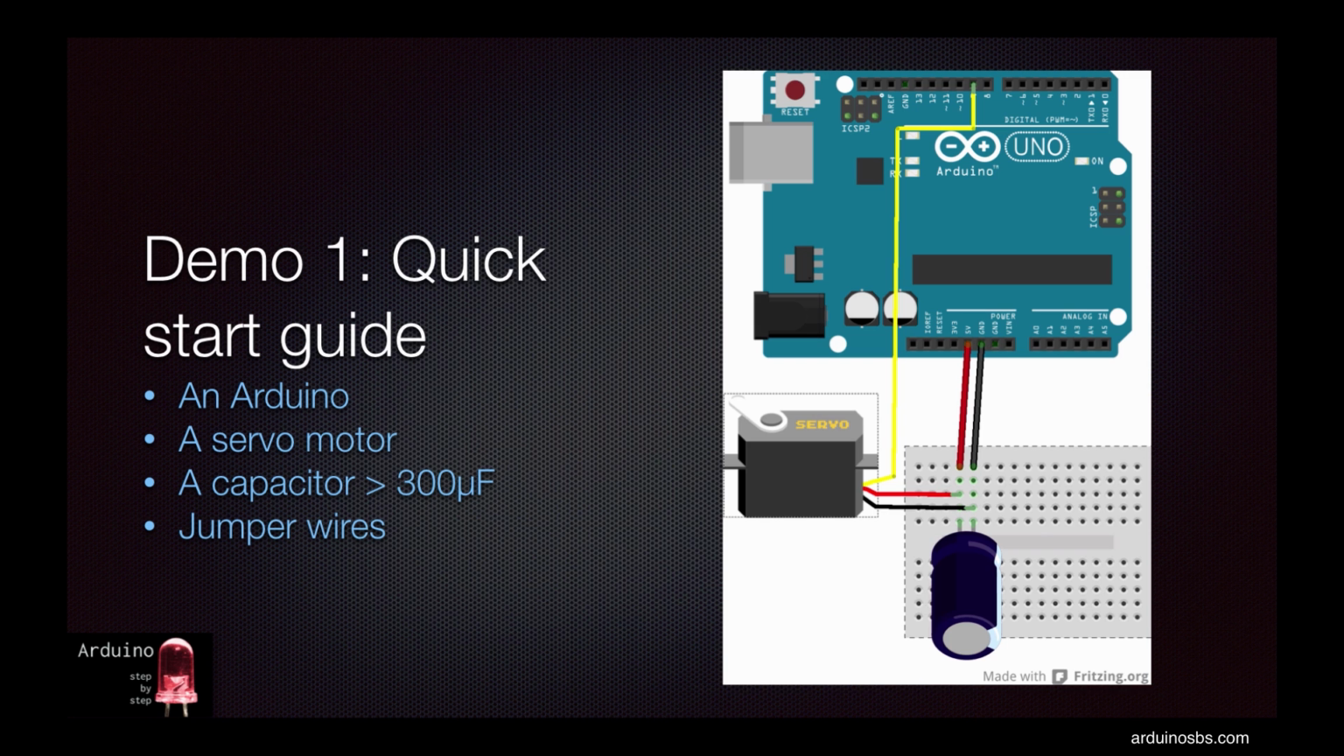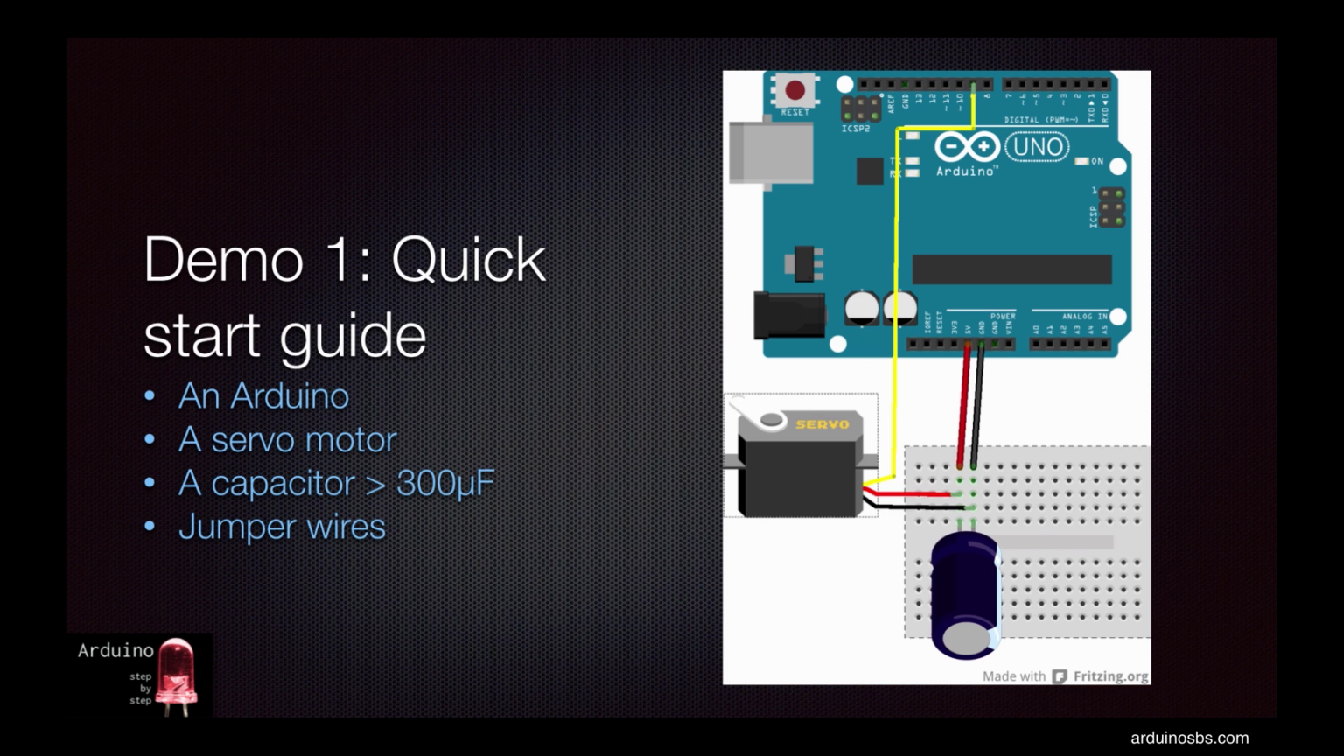A capacitor is a reservoir of electricity, a bit like a battery that can charge and discharge very quickly. Plugged into the circuit like this, when the servo motor starts and draws more power than what the Arduino can provide, the capacitor will start discharging and providing the motor the additional power it needs. Just plug in a capacitor that is 300 millifarads or more and you'll be okay.